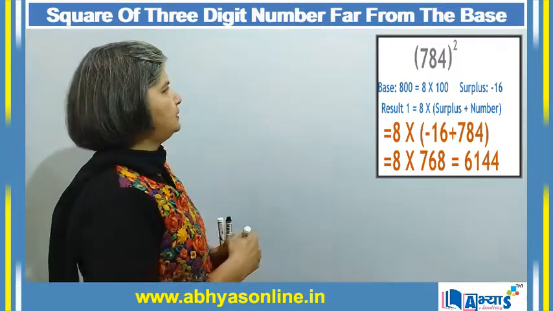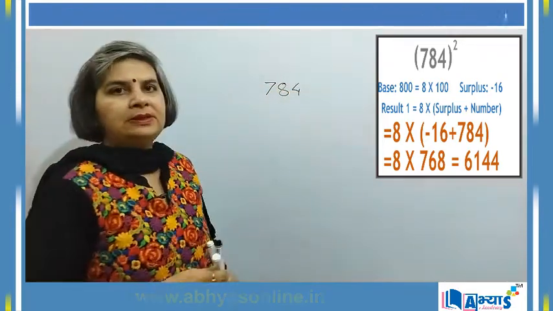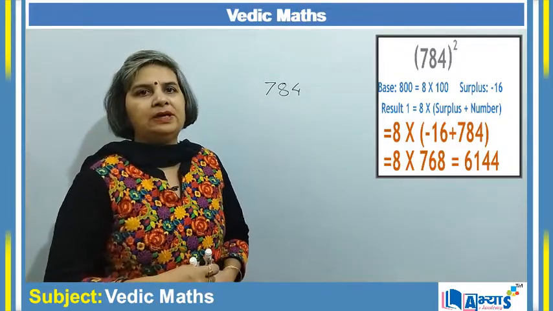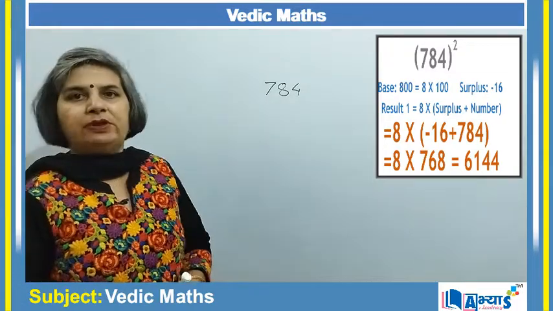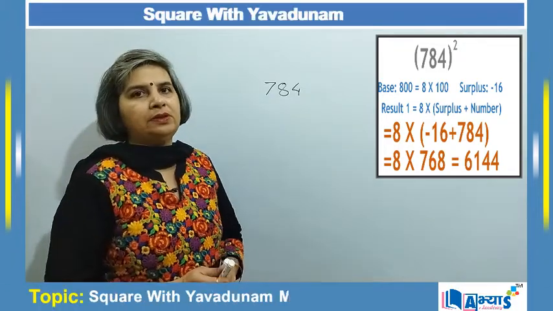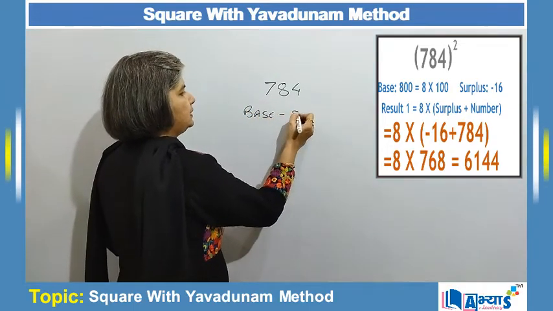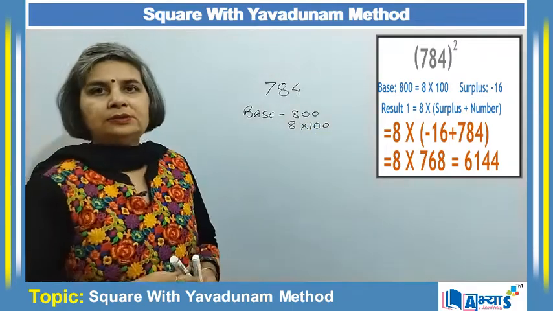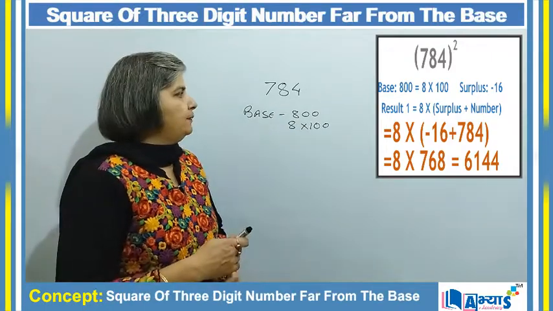Let us take the number as 784. Now you see that 784 is a 3-digit number, and the closest base that I see is 1000, but 784 is very far from 1000. For this I will take some other base except 1000. Let us take the base as 800. If I take the base as 800, it is basically 8 into 100, and 800 is quite close to 784. So I will consider the base as 800.